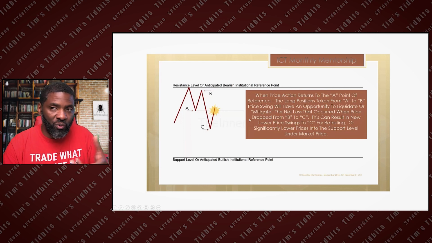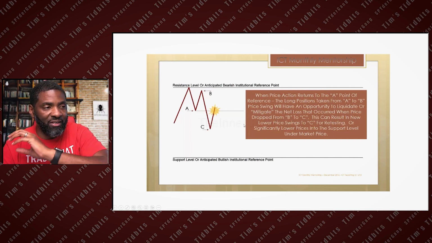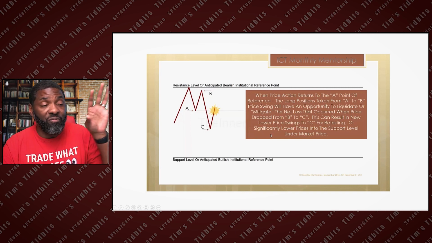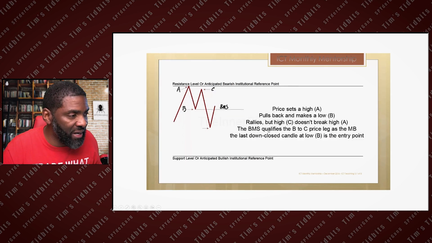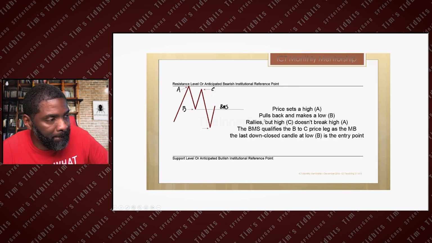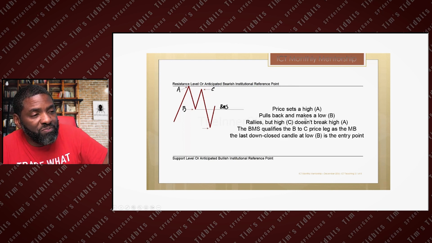It's simple enough. You'll get the gist of it when we start talking about actually finding it in price action. But for now, when I give the definition, I'm only showing the example for one side of it, right? So now let's see how little Timmy Rogers understands this. This is the way I interpret it: price sets a high, pulls back and makes a low, rallies, but the high at the next point doesn't break the high of A. The breaking market structure qualifies the B to C price leg as the mitigation block. The last down close candle at the low of B is your entry point.